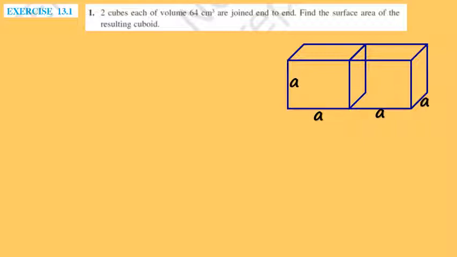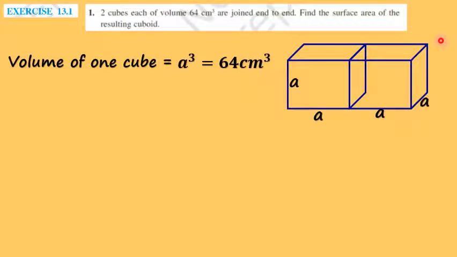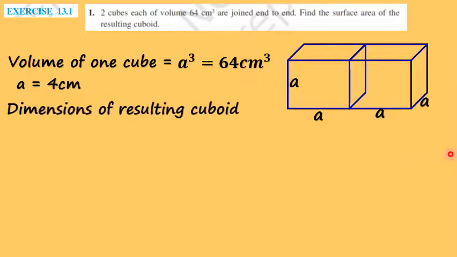It is given that the volume of each cube is 64 cm³. So with that we can find the side. Volume of one cube equals 64 cm³, that is a³. So a, the edge of the cube, will be the cube root of 64, which is equal to 4. Now the resulting cuboid. What are the dimensions of this cuboid?